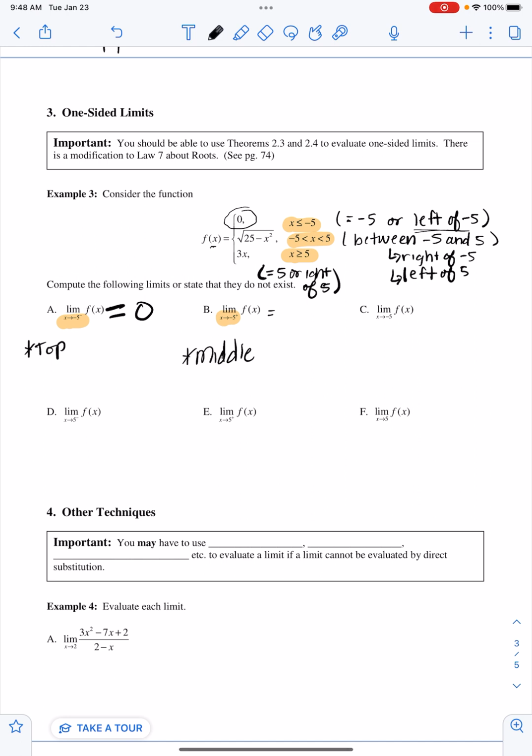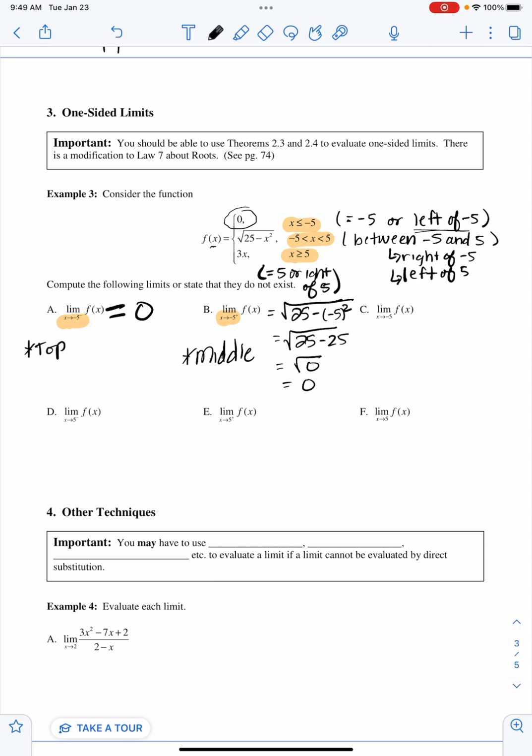Okay, so that means I want to plug in -5 into my middle formula. So when I evaluate, I'm going to have 25 minus the quantity -5 squared. Okay, so working that out, I'm going to get the square root of 25 minus 25, which is going to be the square root of 0, so I get 0 there.